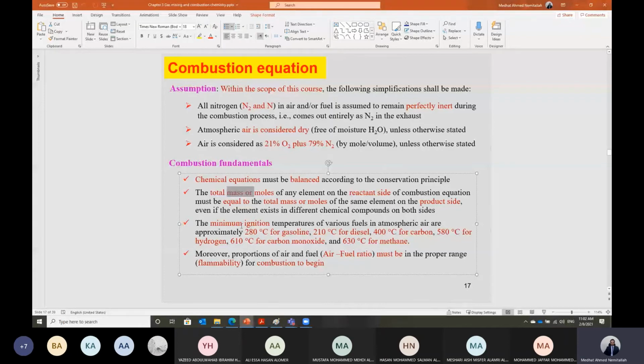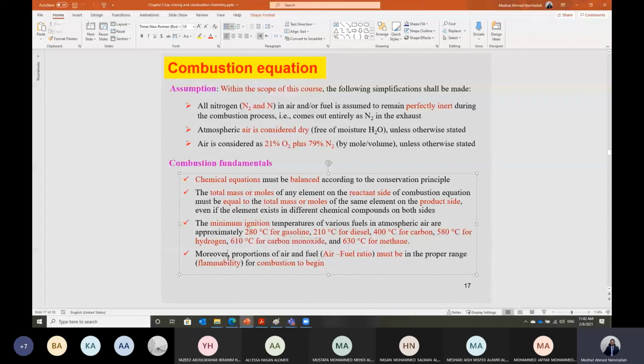To ignite the fuel, guys, to start the combustion, we have to have ignition of the fuel, and the fuel has to reach its ignition temperature. The ignition temperature for gasoline is about 280 degrees Celsius. For diesel, it is a little bit lower, because diesel has more ability to self-ignite. For carbon, it is 400, and you can see other components here. This is the ignition temperature of the fuel, the temperature the fuel should reach in order to start the combustion.